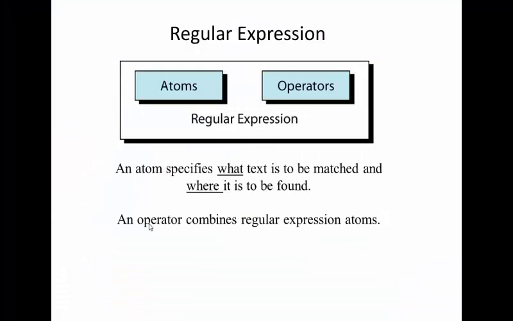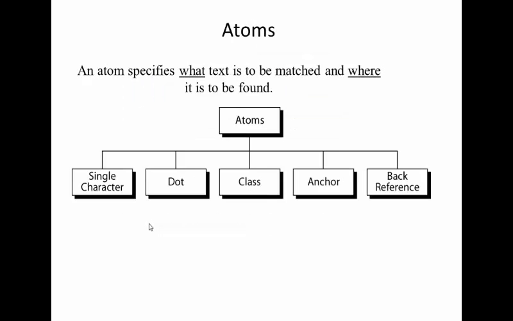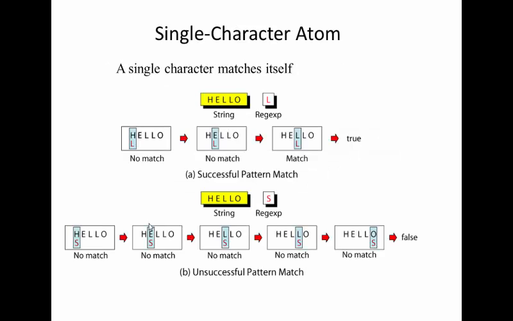Okay, so how regular expression works. Regular expression has some atoms and operator portions. An atom specifies what text is to be matched and where it is to be found. Operator combines regular expression atoms. So for example, atoms can be a character, dot, and more. You can search a single character. A single character can be a regular expression also.